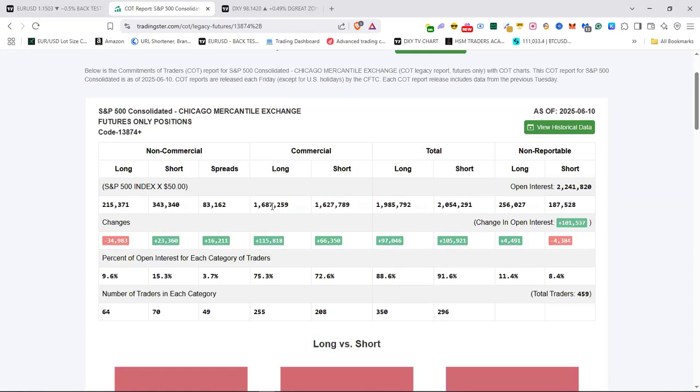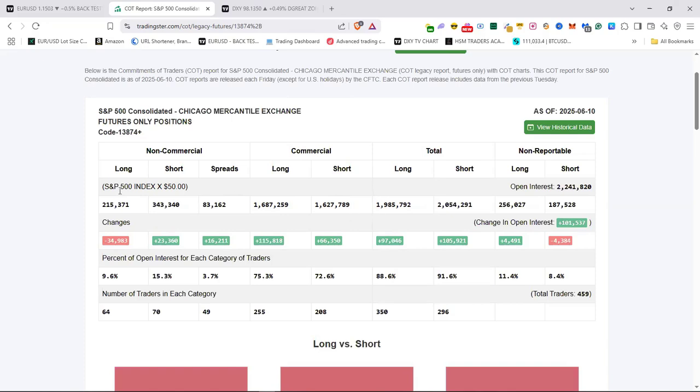Now the commercials, the liquidity providers themselves, they are actually increasing their long: 1,687,259, and then we have 1,627,000 for the short. So their long is higher than their short.